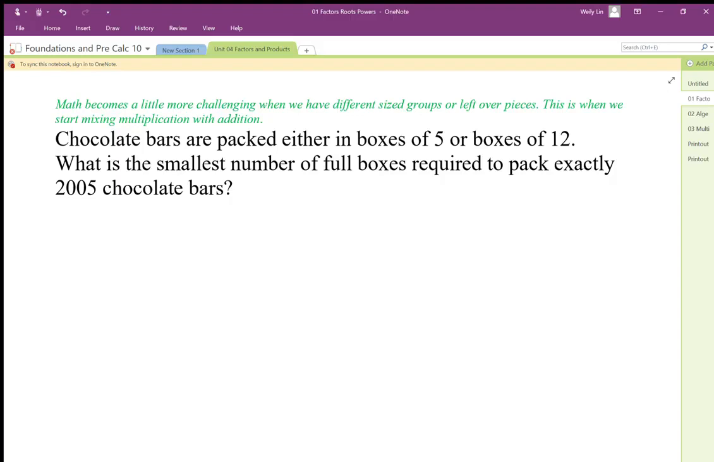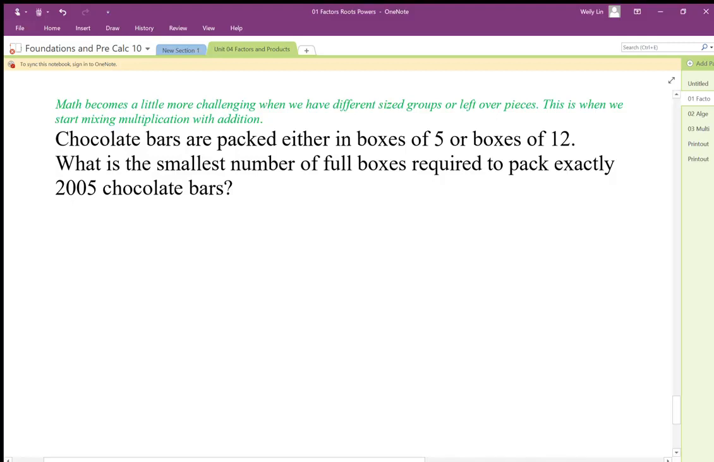So here we have chocolate bars that are packed in either boxes of 5 or boxes of 12, and we want to know the smallest number of full boxes required to pack exactly 2005. So in this case we have two different groups, groups of 5 and groups of 12. This becomes a little bit harder. The 2005 can't be just a multiple of 5 or a multiple of 12. It has some combination of them, so it becomes a little bit more challenging.